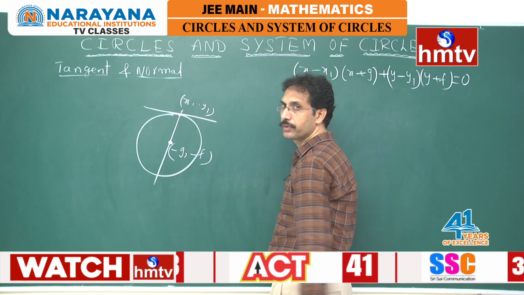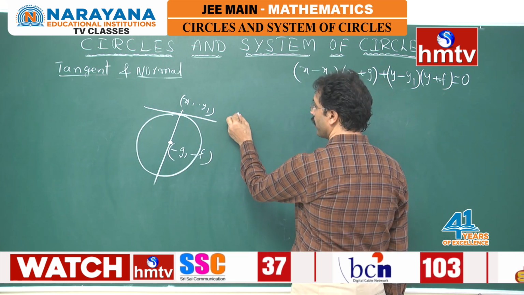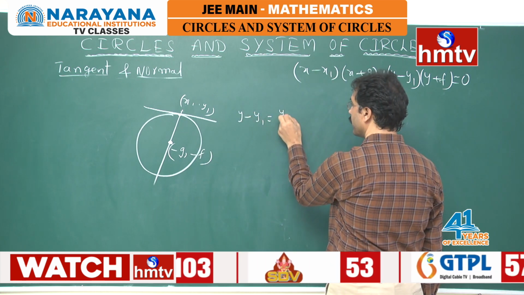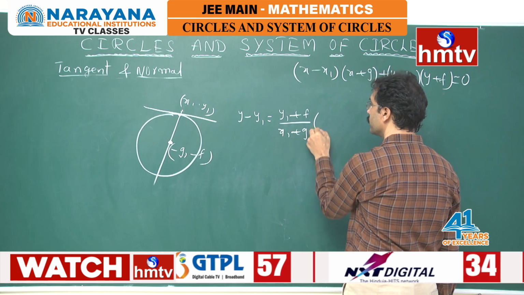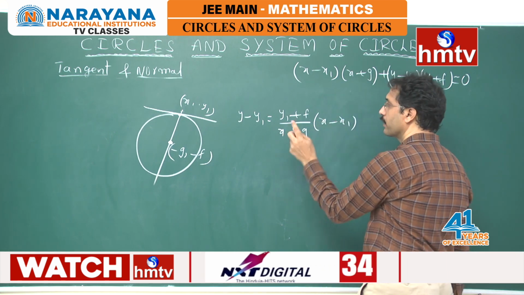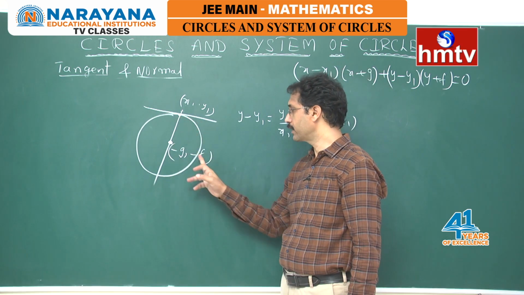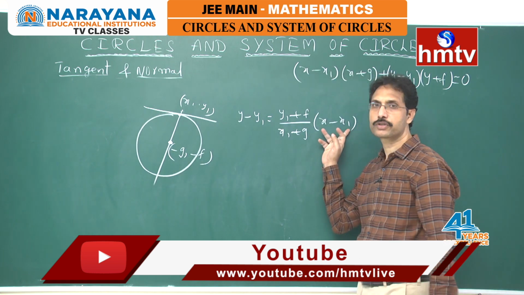Now, what is the equation of the normal? By this, we can write y minus y1 is equal to (y1 plus f) by (x1 plus g) into (x minus x1). That means when we know the point of contact and the center of the circle, just the line joining those 2 points is the equation of the normal.